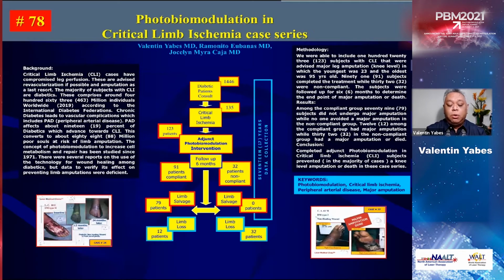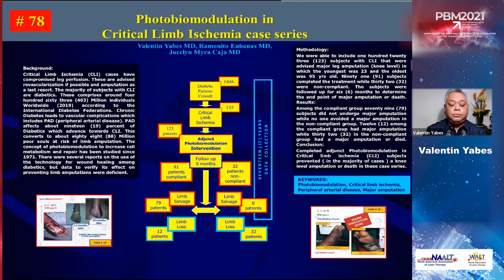Among the compliant group, 79 subjects did not undergo major amputation, while no one avoided a major amputation in the non-compliant group. 12 among the compliant group had major amputation, while all in the non-compliant group had a major amputation or died. The compliant group underwent 15 to 45 PBM exposures, while the non-compliant subjects are those who had less than 3 interventions.